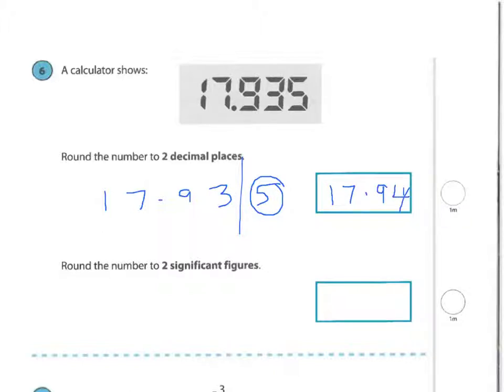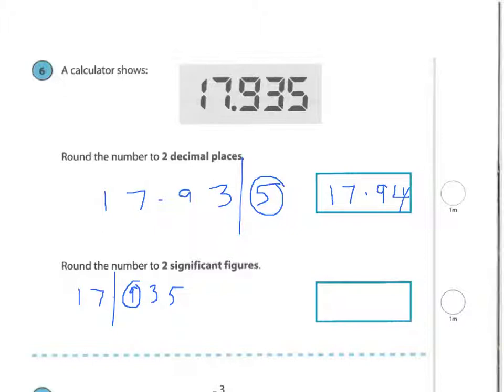The next one says to round it to 2 significant figures. Now this time, 2 significant figures means you start counting from the front of the number. So it's 1, 2. Now that's my cut-off point there, where the decimal point is. So the number could stay 17, or it could go up to become 18. So I look after the cut-off point.